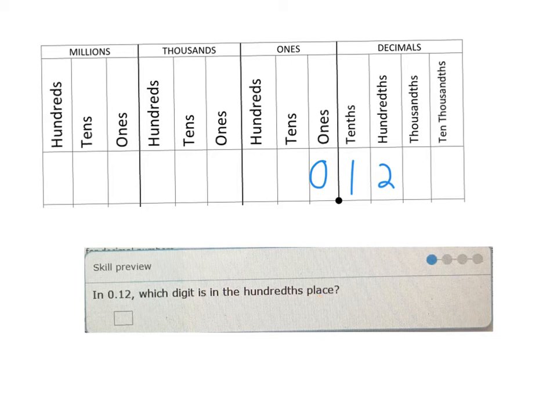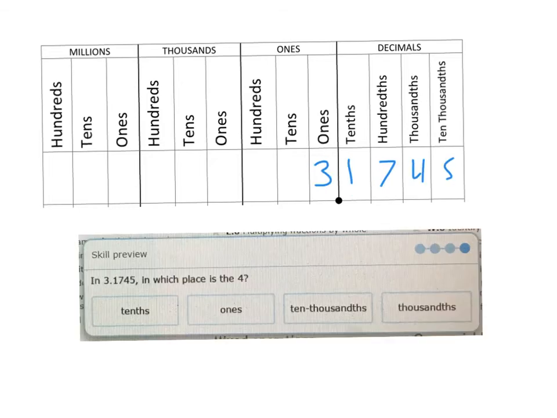So really straightforward. I just grabbed my place value chart. I took note of where the decimal was. I lined it up. I put my digits in appropriately. Tenths is obviously the 1, and the hundredths is clearly the 2. So which digit? The 2. Same concept, just a bigger or bigger-ish looking number.